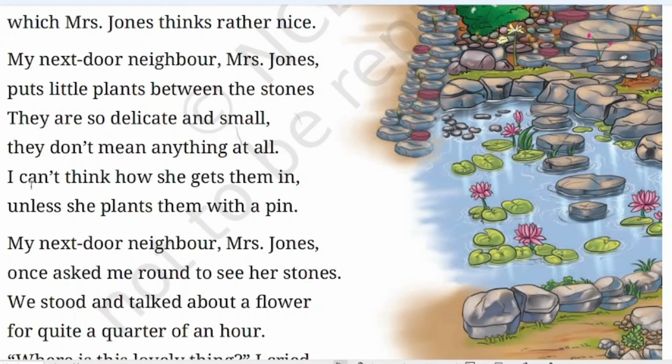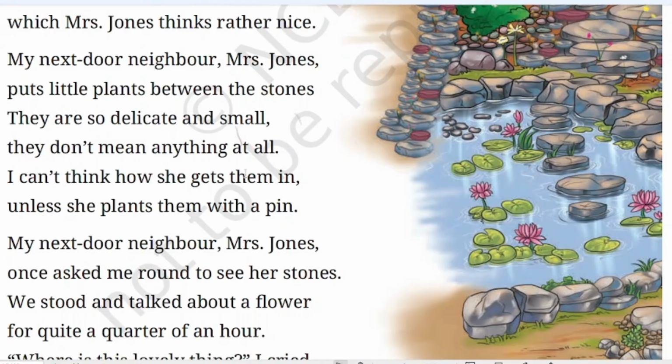Now the poet is wondering how she is planting these plants between the stones. See, I can't think how this lady gets them in. "Them" means what? The saplings, the small plants. How she plants them in. "In" means between the stones. The poet is amazed at how she plants such tiny things.